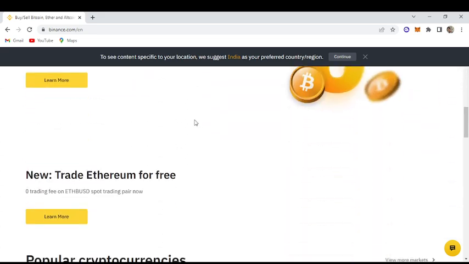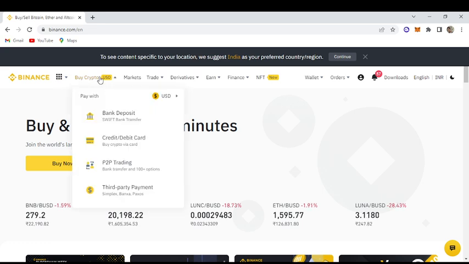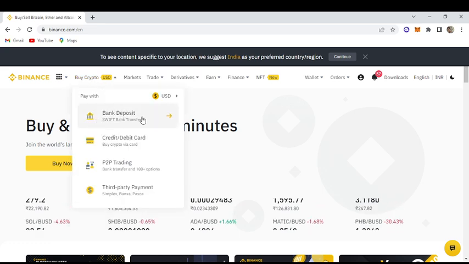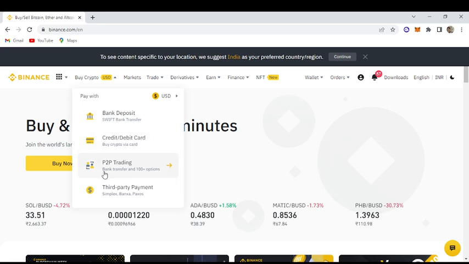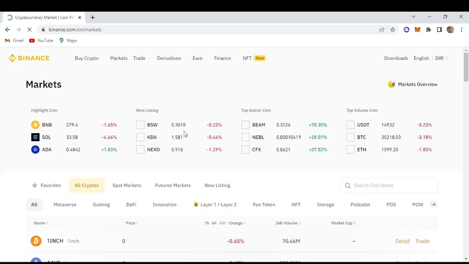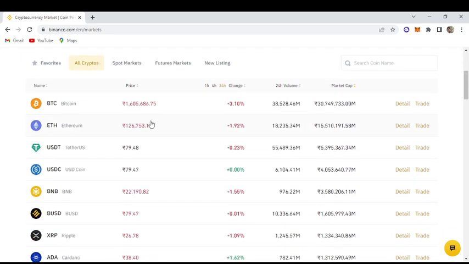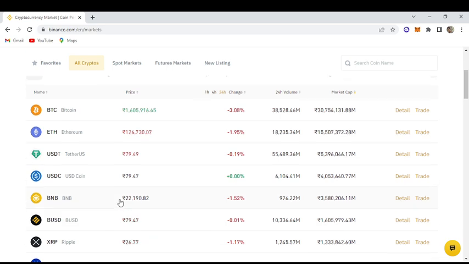So first, there you can see a lot of things: buy crypto by bank deposit, credit or debit card, P2P trading, third party payment like Simplex, and then we got Market here. In Market you can see the coins that are performing at the top. There you can see BTC, Ethereum, USDT, USDC, BNB, BUSD, XRP. There's a lot.